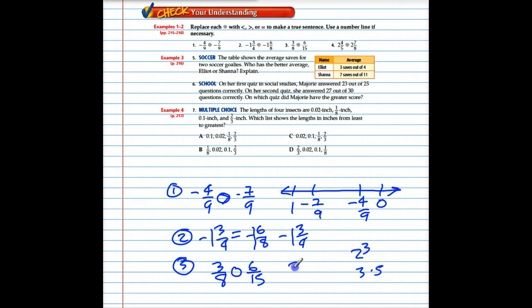So 3/8 becomes 90 over 240, and 6/15 becomes 96 over 240, so 6/15 is greater than 3/8.